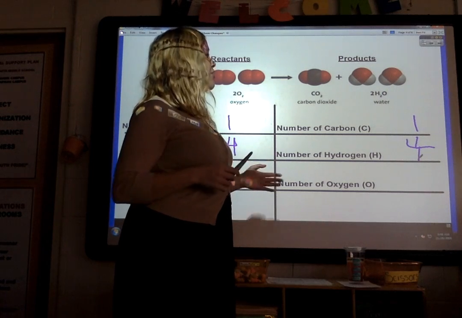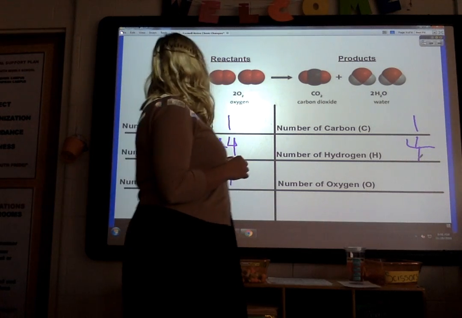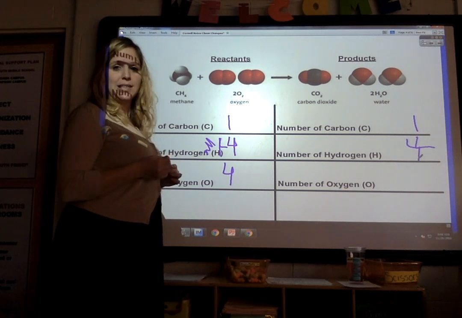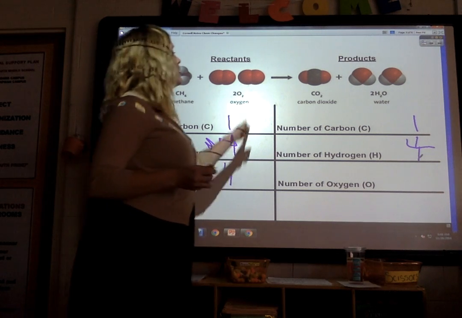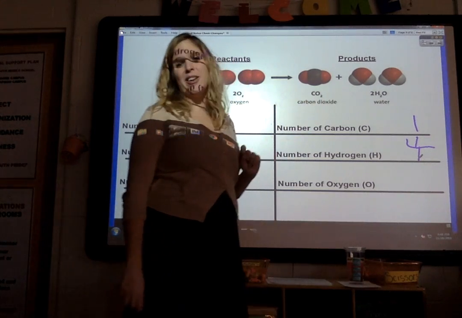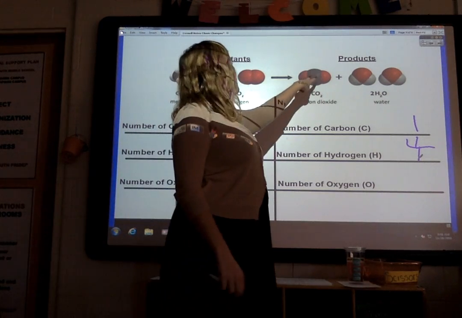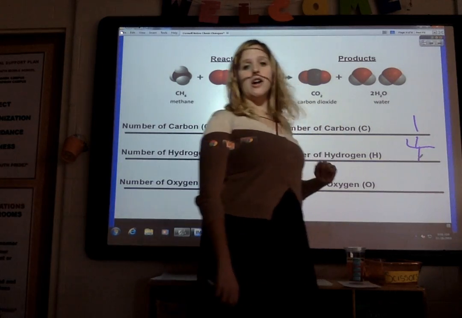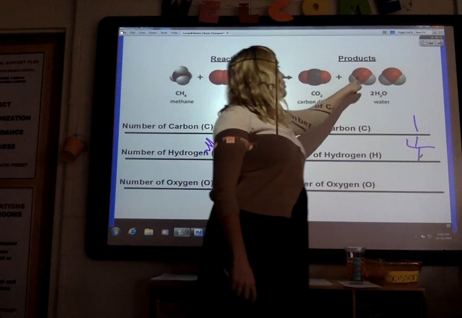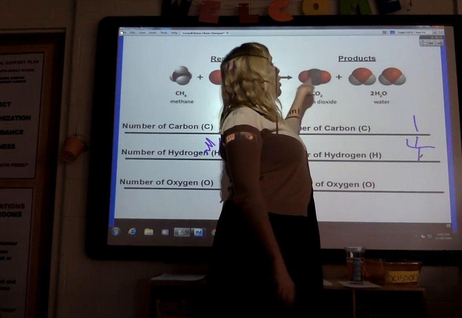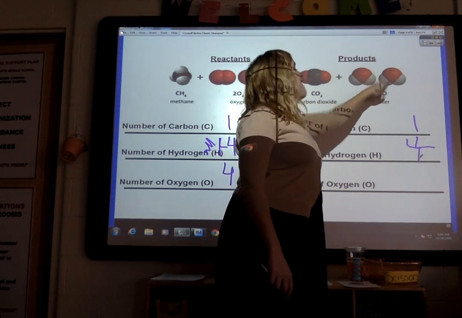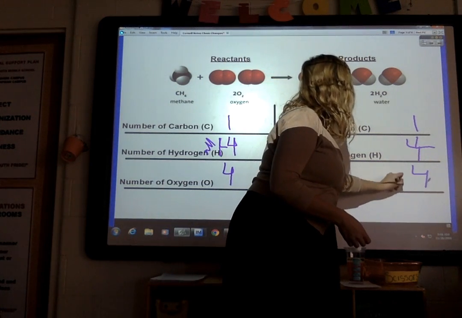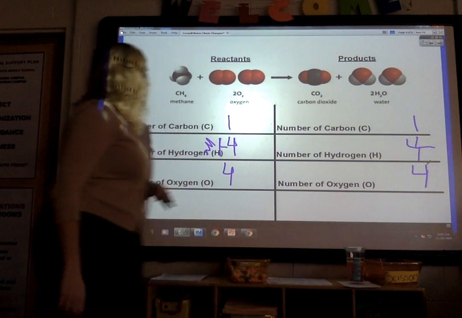All right, oxygens. Now, we have oxygen in 2 places in our product. CO2 for carbon dioxide, so we have 2 here. Okay? And then we have 2 water molecules. 2 here. So total we have 1, 2, 3, 4 atoms of oxygen.